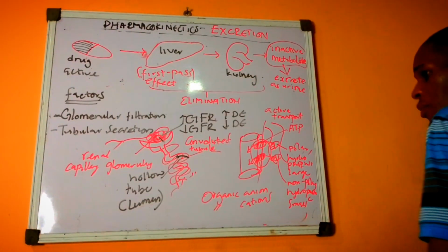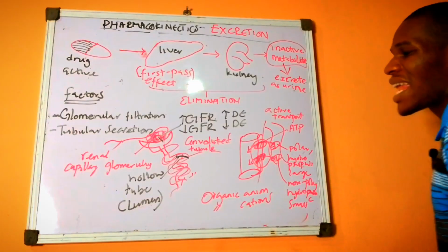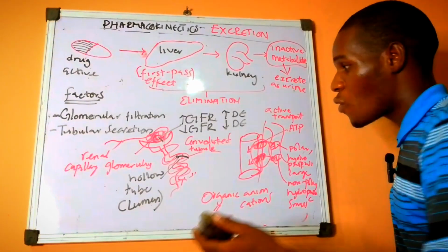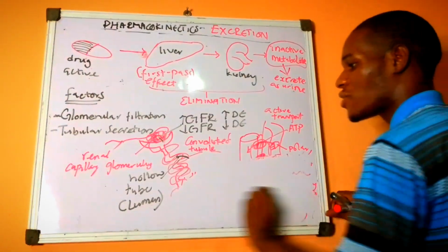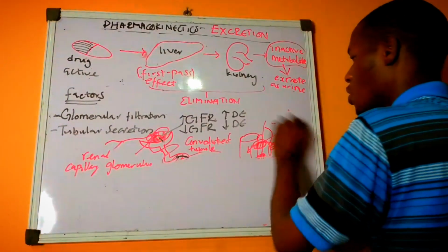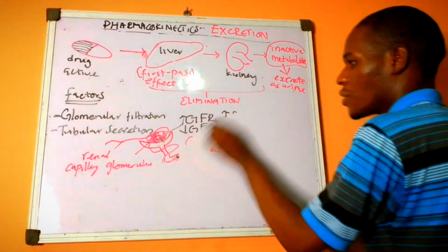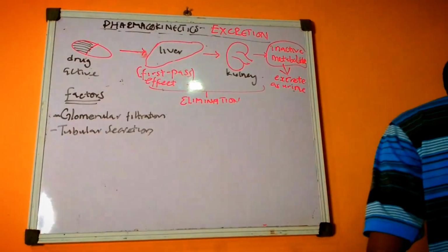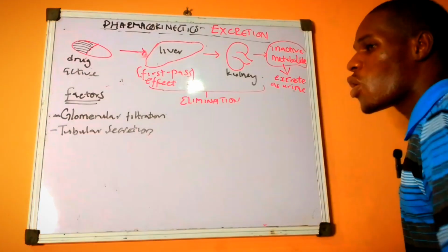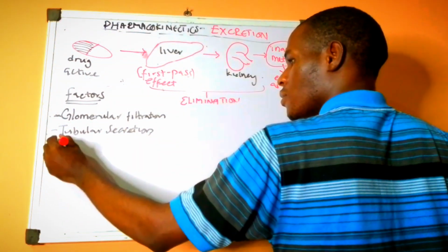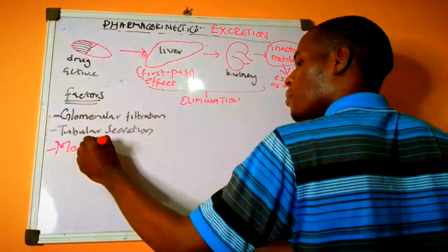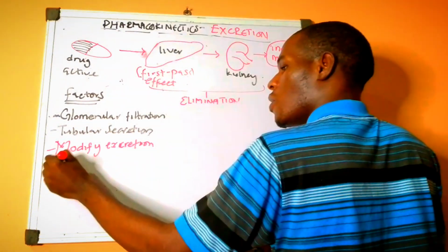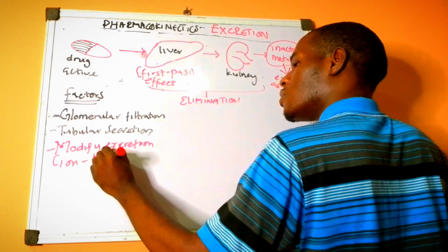Let's talk about one of the most important things in excretion of drugs and how we can manipulate or modify the excretion of the drug in terms of overdose. That is the last factor that affects the excretion of a drug. So let's talk about modified excretion, or ion trapping.